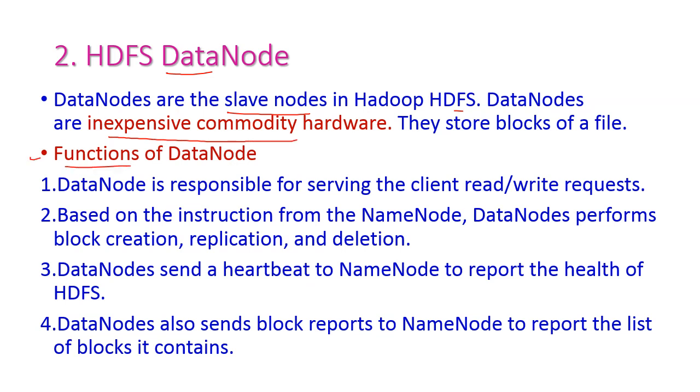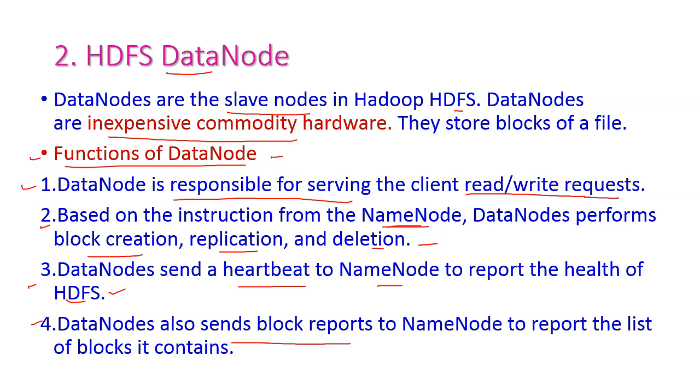And now the functions of the data node. The first one is that the data node is responsible for serving the client, that is read and write operations. And based on the instructions from the name node, the data node performs block creation, replication and deletion. And the data node sends heartbeat to the name node to report the health of HDFS. And the data node also sends block reports to the name node to report the list of blocks it contains.